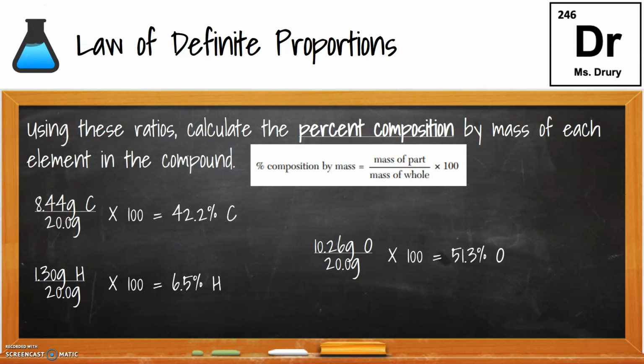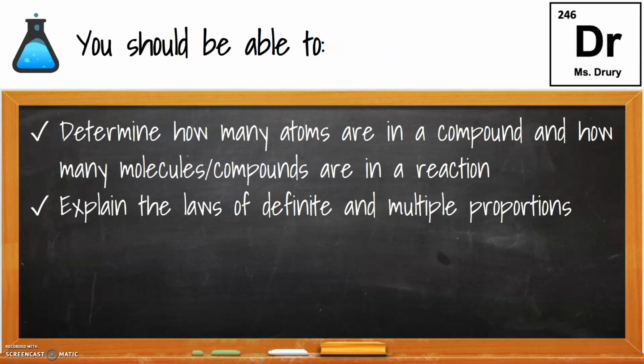And therefore, eventually we'll figure out what the sucrose formula is, which we'll get to in class. So that will remain the percent composition of each element in any sample, whether it's 20 grams or 4 grams of sucrose. At this point, you should be able to determine how many atoms are in a compound and how many molecules or compounds are in a reaction, as well as explain the laws of definite and multiple proportions.